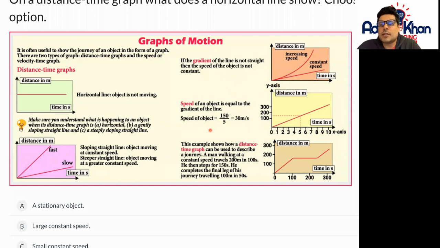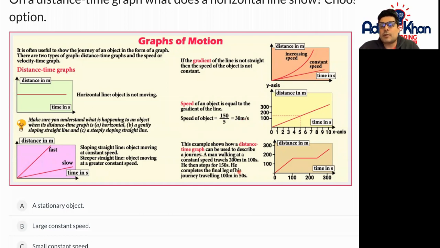The speed of an object is equal to the gradient of the line. To work this out, you take the distance, which is at the top, 150, divided by the time it takes at the bottom, and that gives us 30 meters per second. That's the speed of the object.